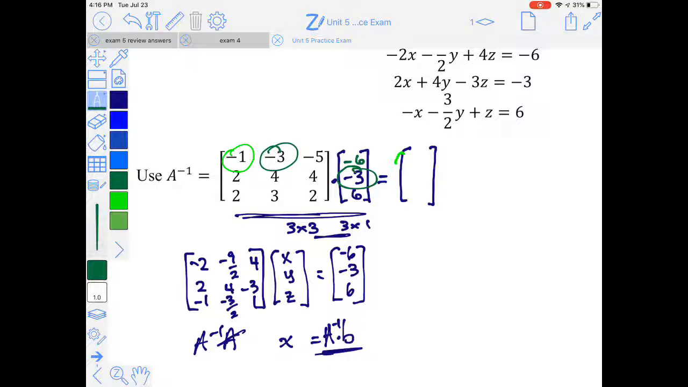Like this. So this one multiplies with that one and then adds it to this one times that one plus this one times that one gets you your number. And then this one times that one.